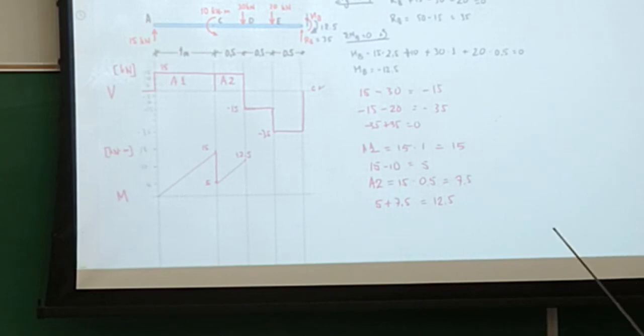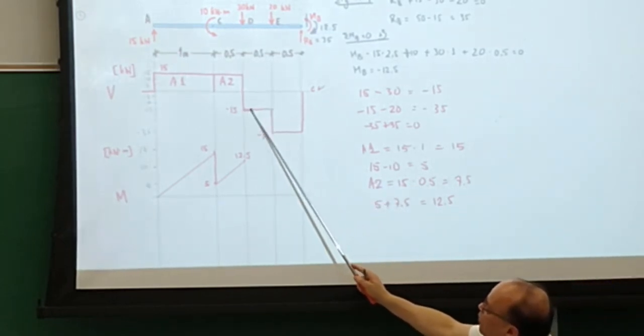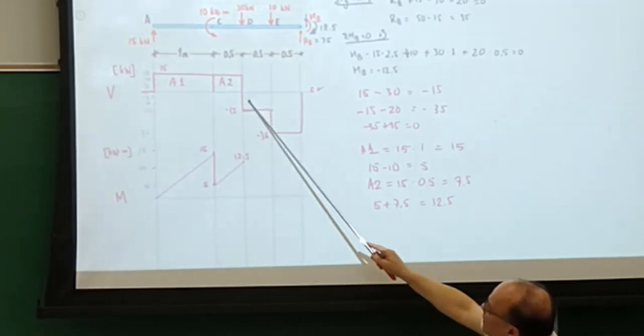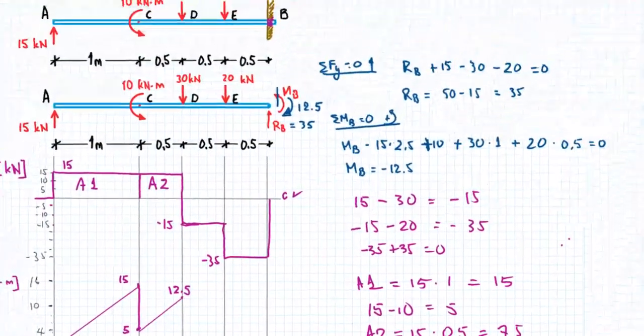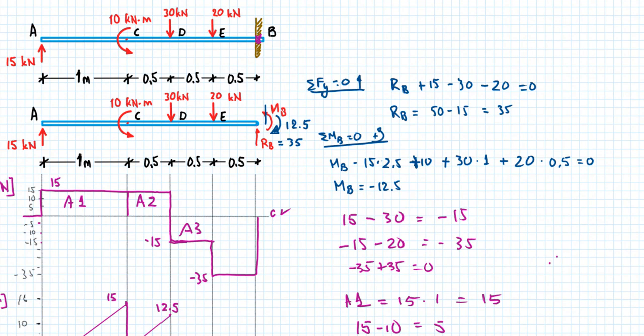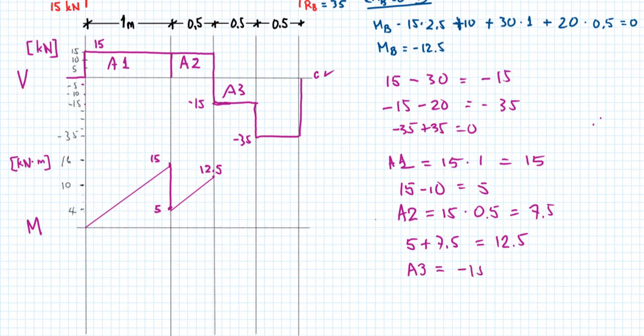12.5. Now what? Now you start negative slope, and you go down all the way to a point given by this area. This is called area 3. Area 3 is equal to minus 15 times 0.5, so minus 7.5, so you have 12.5 minus 7.5, right? So you get 5. So you go down all the way to 5. That would be over here, 2, 4, 6. So 5 is over here. So you draw your line going down with negative slope, like this. And this is 5.